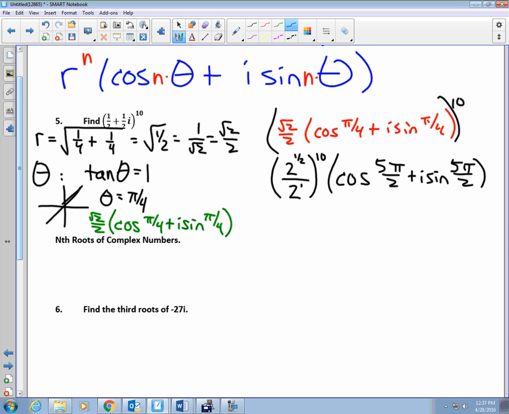So let's simplify it. 2 to the 1/2, to the 10th. What do I do to the powers? You multiply and get 2 to the 5th. And then 2 to the 1 to the 10th will be 2 to the 10th. So we end up with 2 to the 5th over 2 to the 10th, which is 1 over 2 to the... And what is 2 to the 5th? Very good.